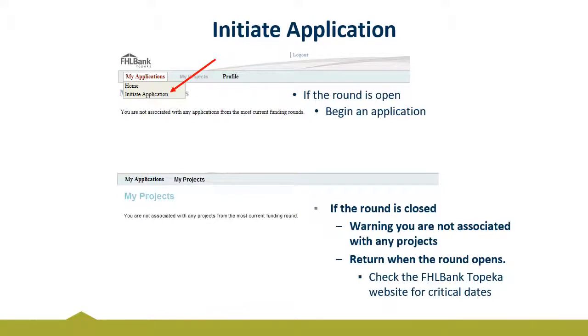Once you've completed the registration steps, if the round is open, you will come to the My Applications page. From here, you can choose to initiate your application. If the round is not open yet, the landing page will show as My Projects and you will not be able to move forward with an application until the round does open. Check the FHLBank Topeka website for critical dates such as round opening and application due dates.